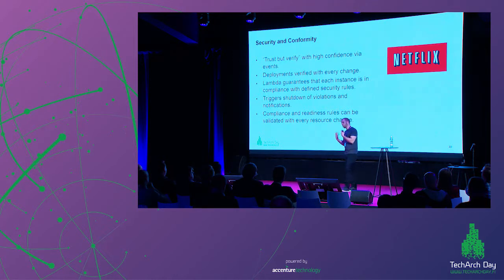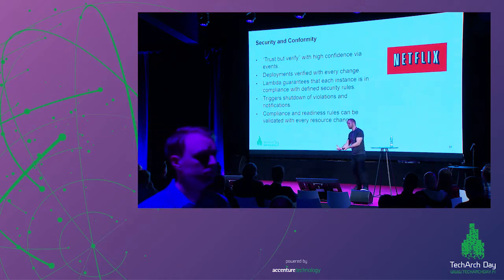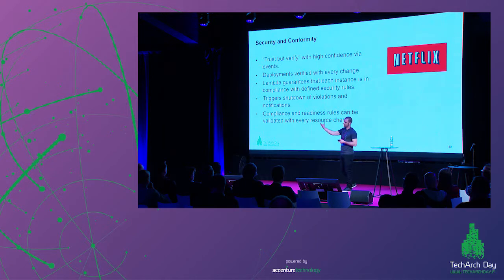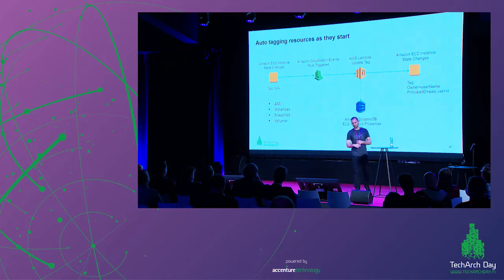But what they do is they use Lambda functions to catch all the events that happen in the infrastructure and verify. For example, if you start an instance, it creates an event that is caught by an API, by the Lambda, that verifies if this image is consistent and conforms to the security that Netflix wants to have. Something that is very often used as well is using Lambda to tag your resources as they start.